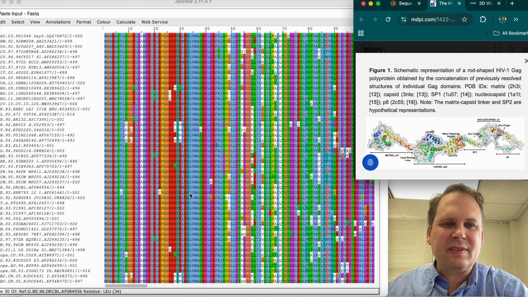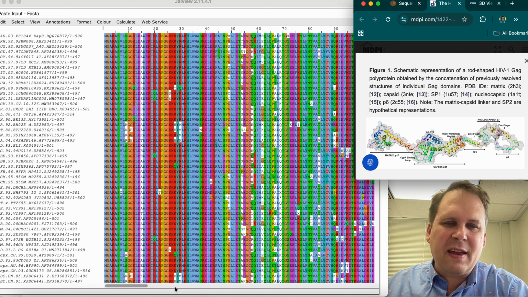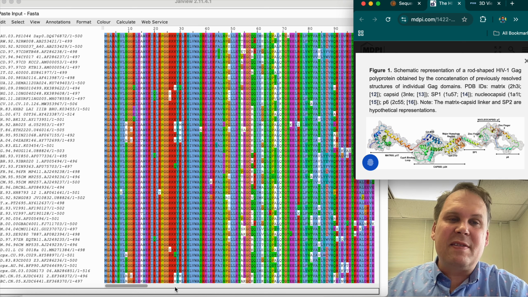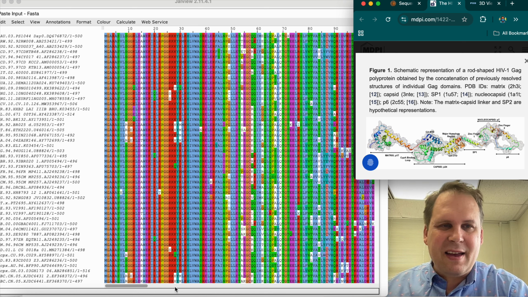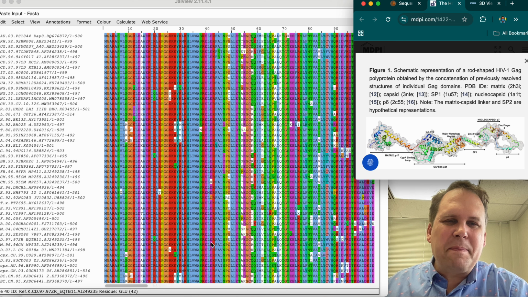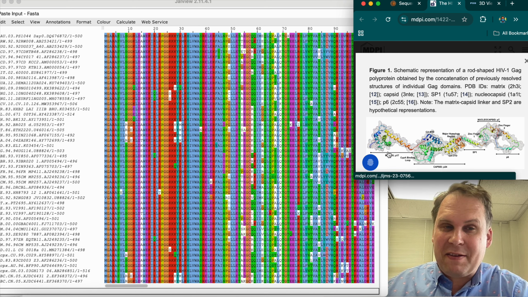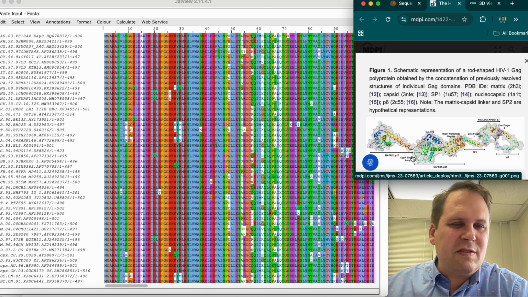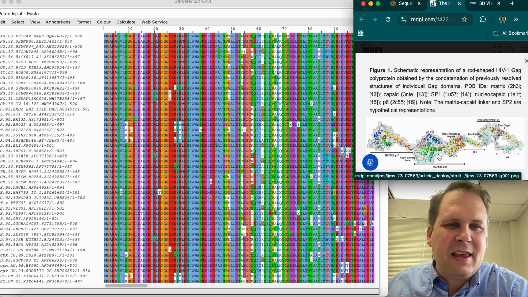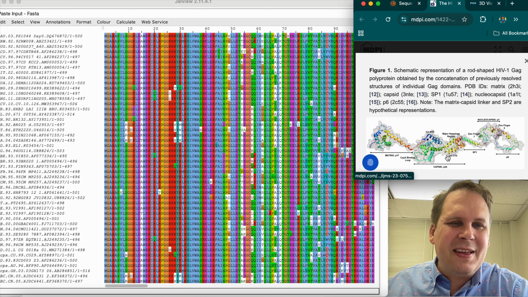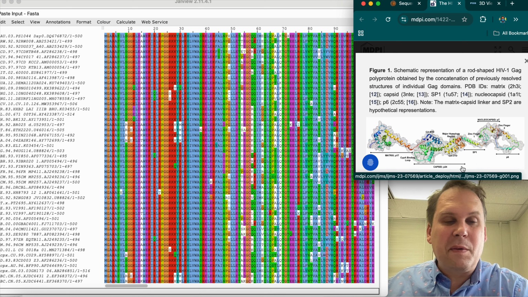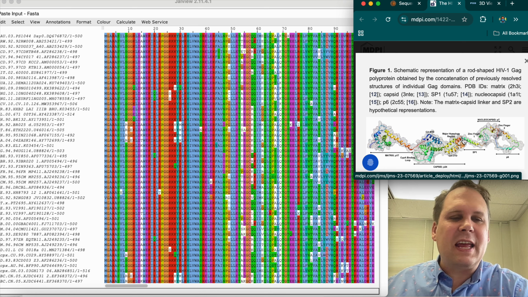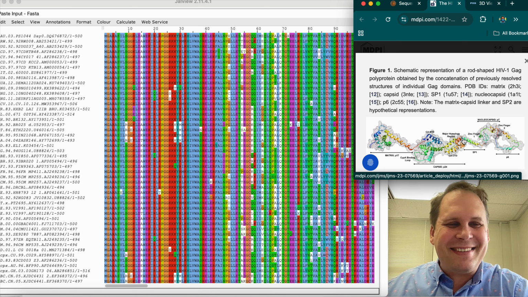So, shown above, this is a partly imagined, mostly real rendering of what the gag looks like before it is cut. So this is gag before the protease gets a crack at it. And so here are the parts in order. You've got your matrix up here, which you can see is mostly alpha helical. You've got your capsid, which has two domains, an N-terminal domain here, which is mostly helical, and a C-terminal domain here, which is mostly helical. Then you've got a helix to connect them to the rest. You see the pattern?